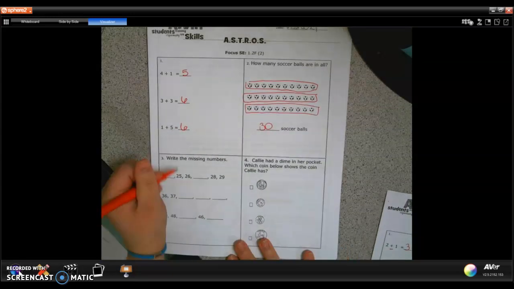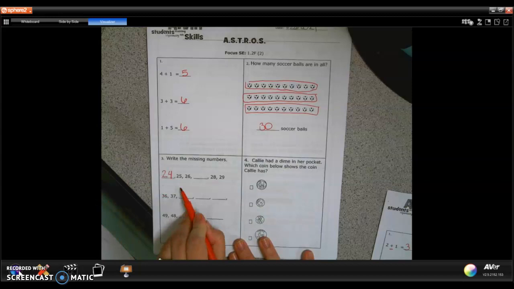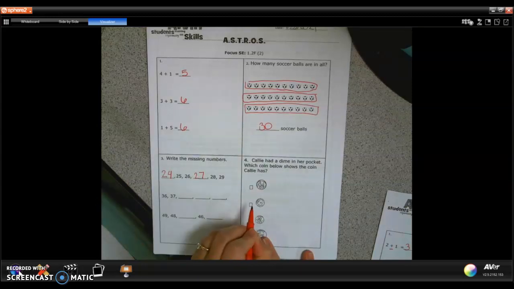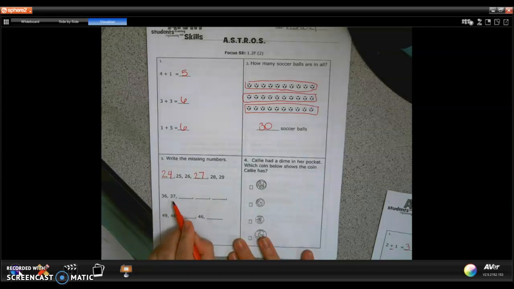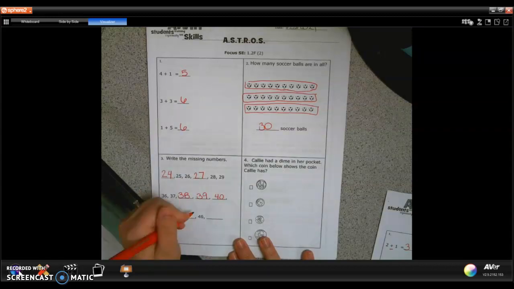Write the missing numbers. Okay, well I see 25, 26. So I know I'm counting by ones, and I'm going to count backwards 1, which is 24. 24, 25, 26, 27, 28, 29. 36, 37. I see I'm counting by ones. 36, 37, 38, 39, 40, and 49, 48, 47, 46, 45.